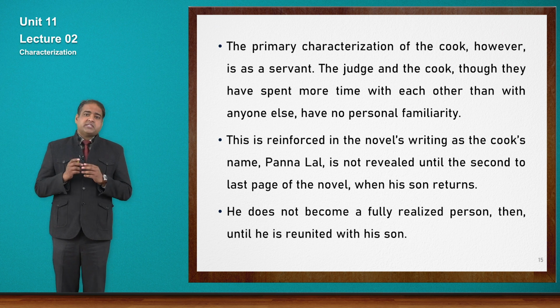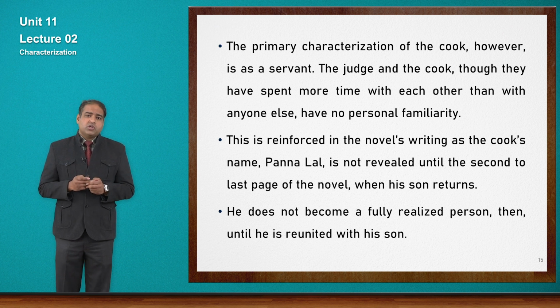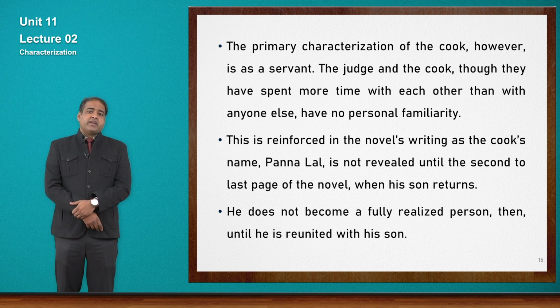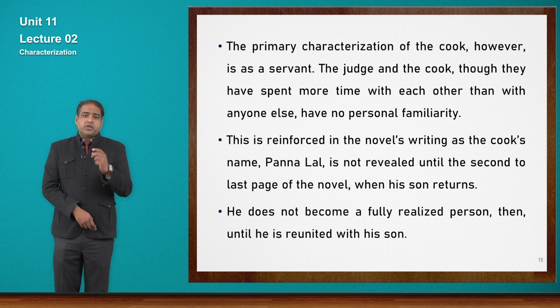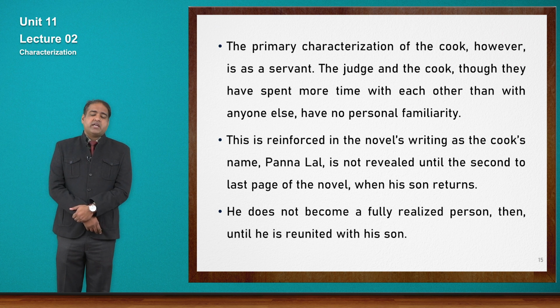The cook is now dissatisfied working with the judge. He does not want to remain at this house after being beaten by the judge. But he had no option left. When the son of the cook reaches the house, the cook finds a ray of hope. He thinks that now his son has come back and now his son will take care of him. So the son is treated as a ray of hope, which is why the dawn strikes at that point when the father and the son meet each other.